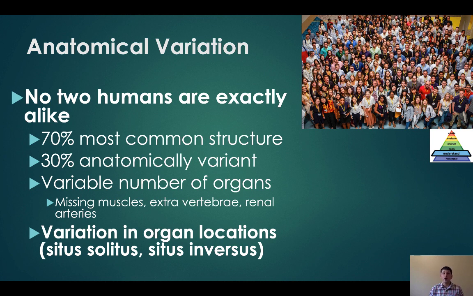And so we can talk about this variation in organ locations, right? As we go through, we're going to learn that this structure is in the right upper quadrant. We're going to learn that this structure is on the left side of the body. But sometimes that's actually reversed, so situs inversus. People will have their entire internal organs flipped on the inside. So it's really important to be able to visualize what bodies should look like, and then as you're working on people, understand how that is going to change.